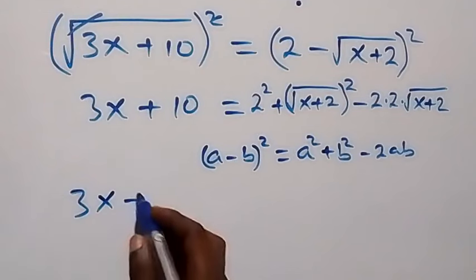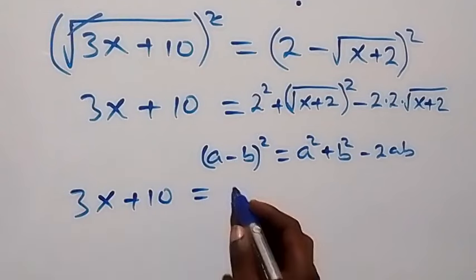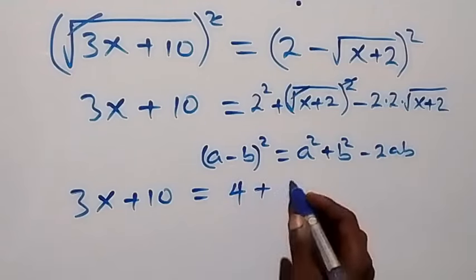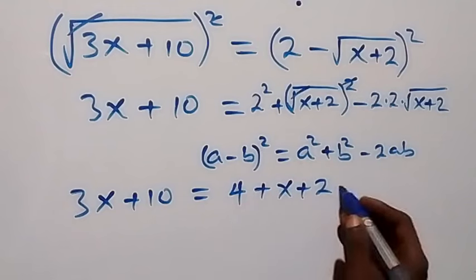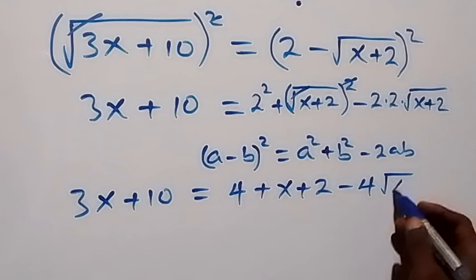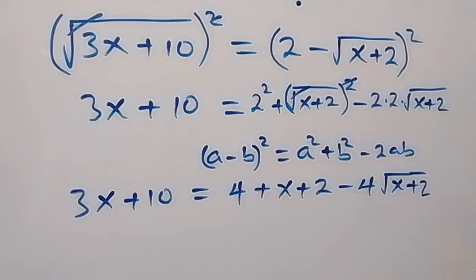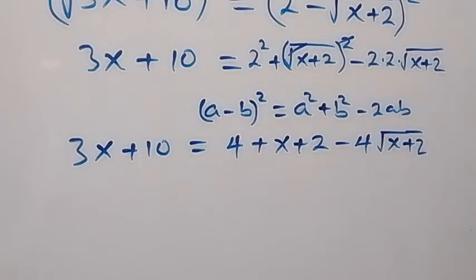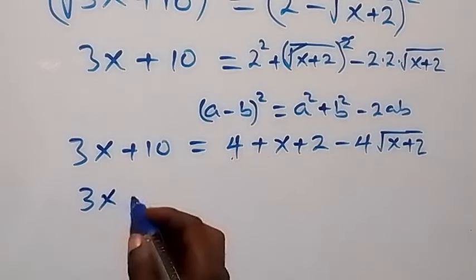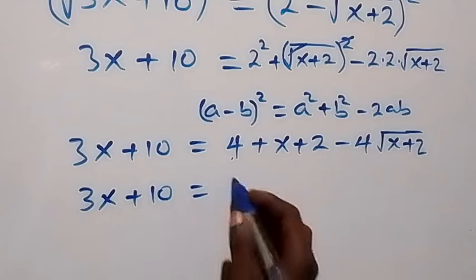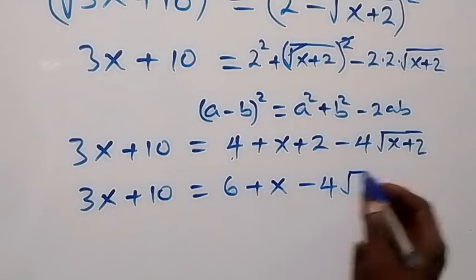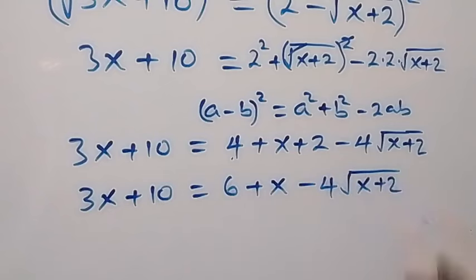And from here, this becomes 3x plus 10 equals 2 squared, here we have 4. Then the square cancels the square root, so we have plus x plus 2. Then minus 2 times 2, here we have 4, then root x plus 2. Then 4 plus 2 here, that's 6. Then this becomes 3x plus 10 equals 6 plus x minus 4 root x plus 2.